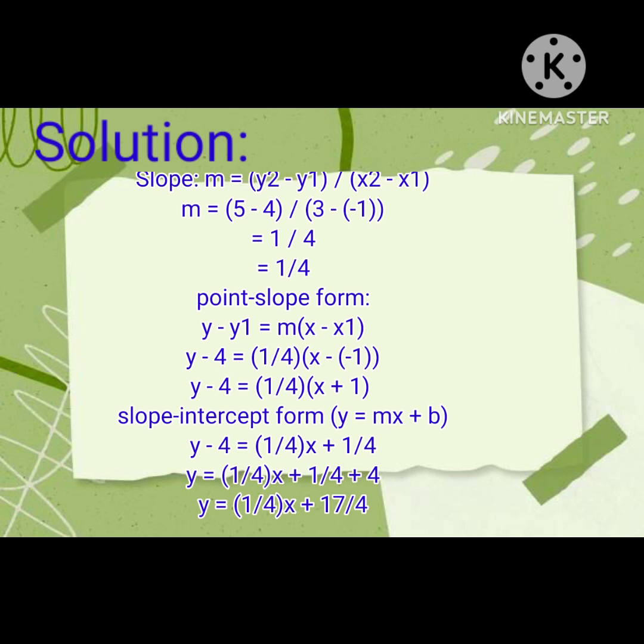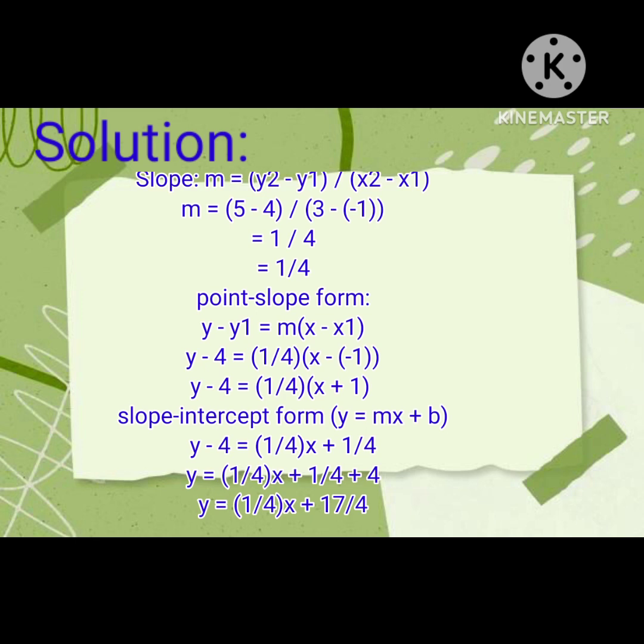Choose one of the given points. Let's say we have negative 1, 4, and substitute into the point-slope form. We have y minus y sub 1 equals m times x minus x sub 1. Substituting values, we have y minus 4 is equal to 1/4 times x minus negative 1. Simplifying the equation, we have y minus 4 is equal to 1/4 times x plus 1.